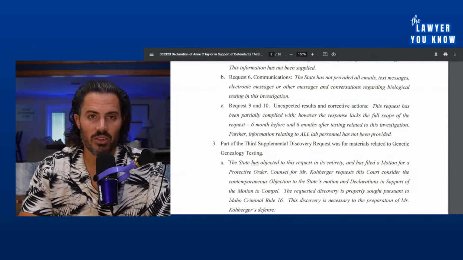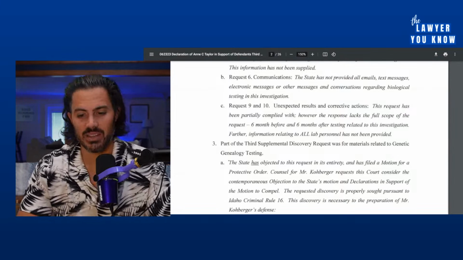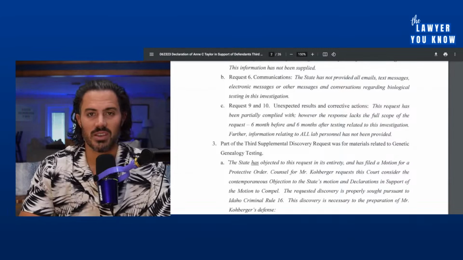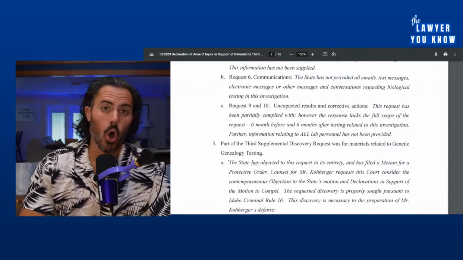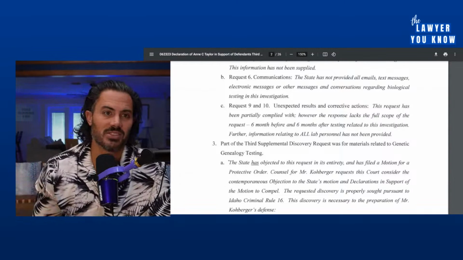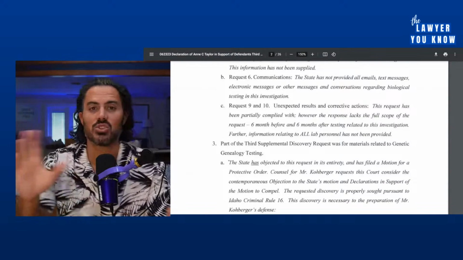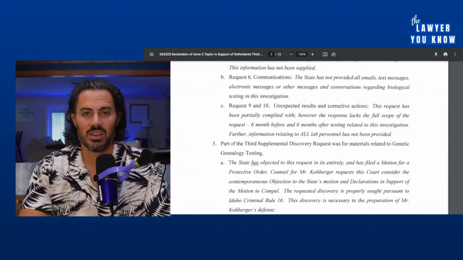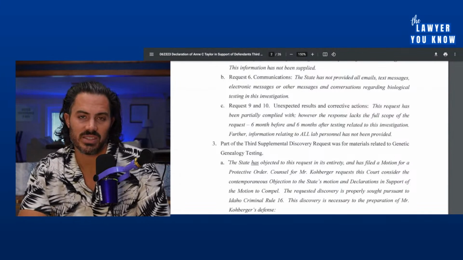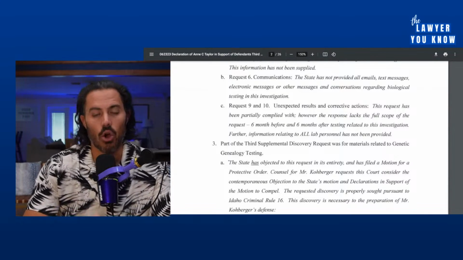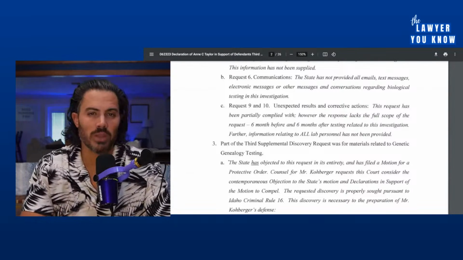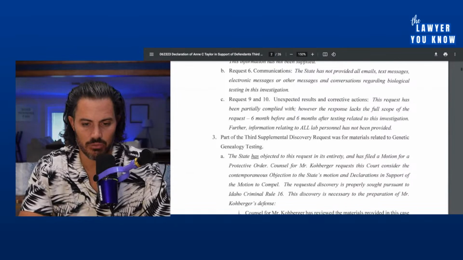Now, where the rub may come and what the judge may have to decide, is what is the definition of all emails, texts, electronic messages? Because the judge may say, you don't get all of them. You don't get between a law enforcement officer and one of their superiors that includes another case or something. There can be certain text messages that could be considered conversations regarding biological testing. How do you know, if you're the defense attorney, whether or not you have all of them, right? Maybe you can tell there's one missing in a chain, but that's going to be the discussion, is what does all mean and what are you actually specifically looking for?